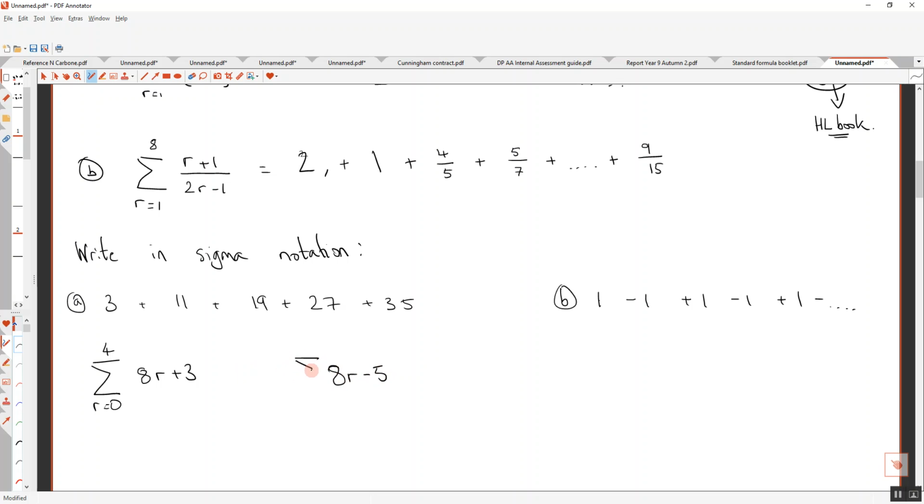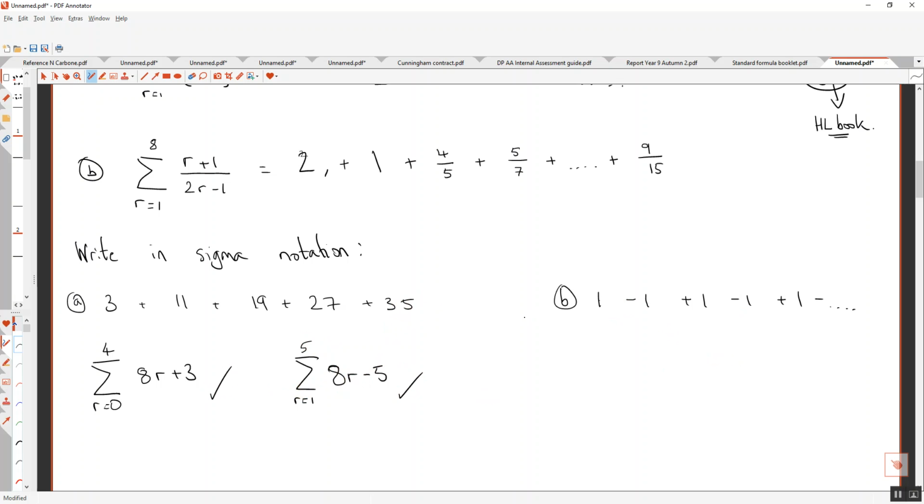If you do get anything different, just let me know, because it doesn't necessarily mean that you're wrong. 8 1s are 8. 8 minus 5 is 3. Good. 8 2s are 16. 16 minus 5 is 11. What did you go up to, Zoe? 5. Good. You got 1, 2, 3, 4, 5 values. 5 8s are 40. 40 minus 5 is 35. Good. Both of those are spot on.